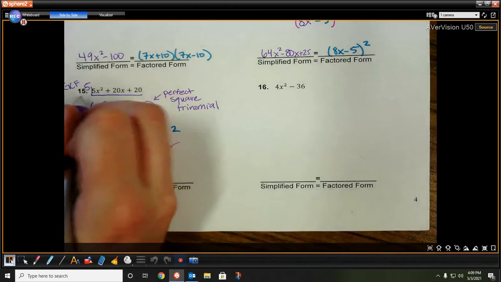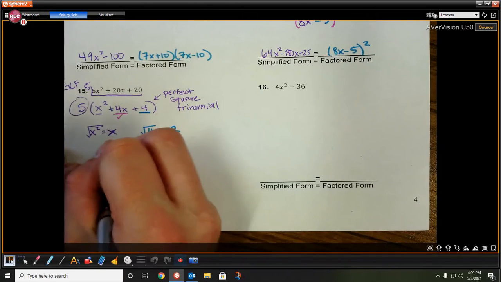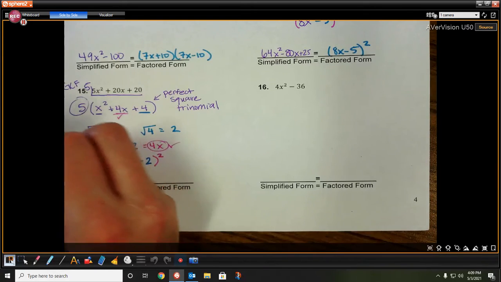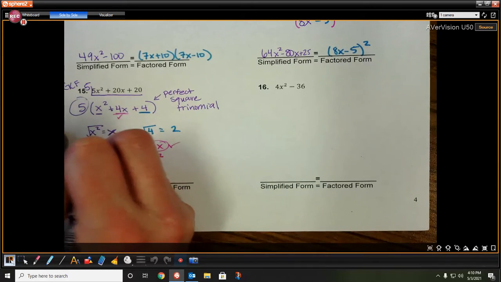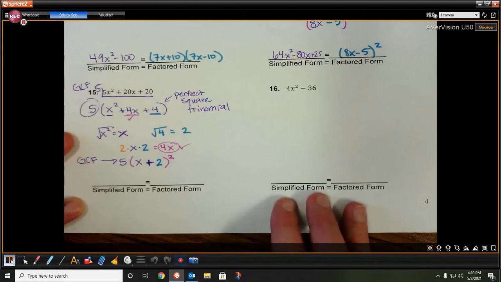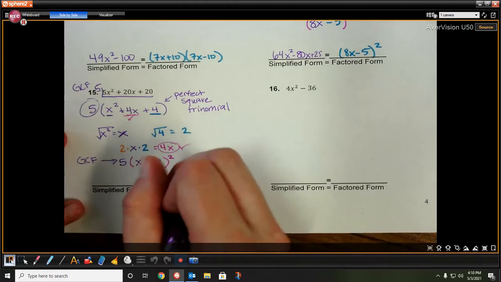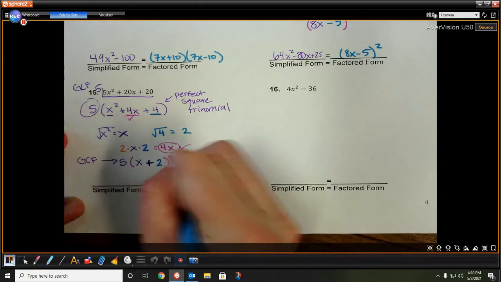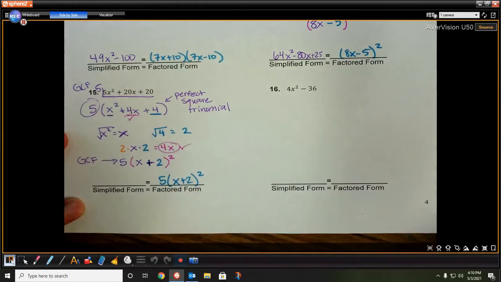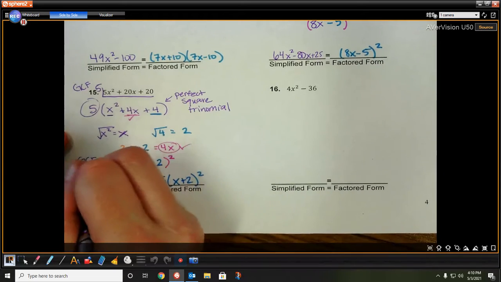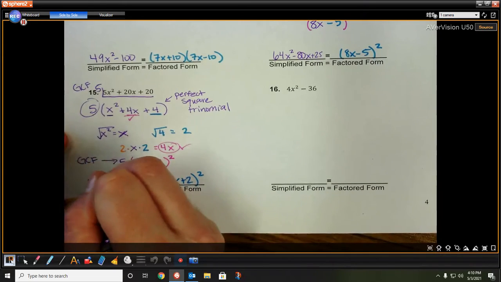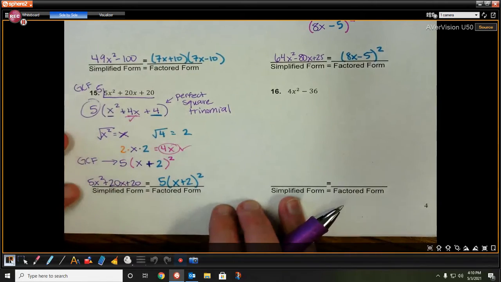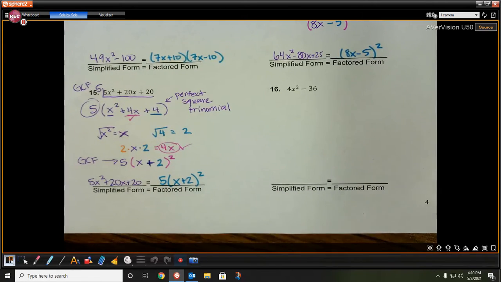But we can't forget our GCF that we took out at the very beginning to make that 5. We can't forget that GCF right there, right? Because this is our GCF. There we go. Sorry about that. So our factored form is this 5 times x plus 2 squared. Our simplified form is that very first one they gave us, that 5x squared plus 20x plus 20. So don't forget, you always need to check to see if there's a GCF.